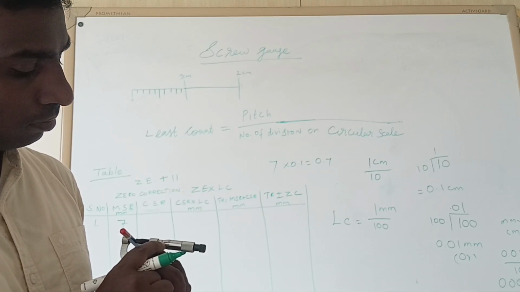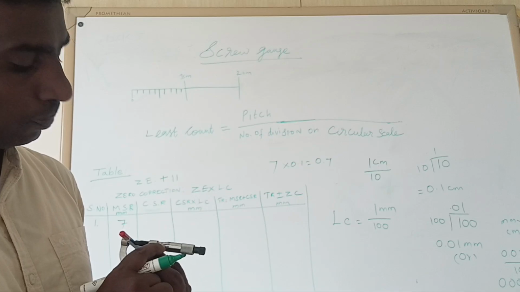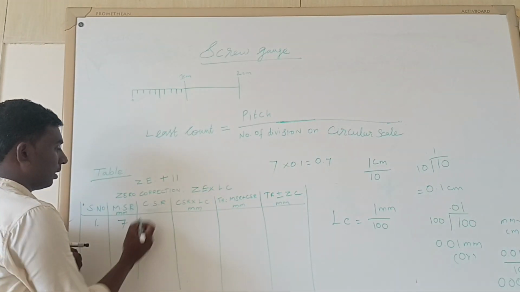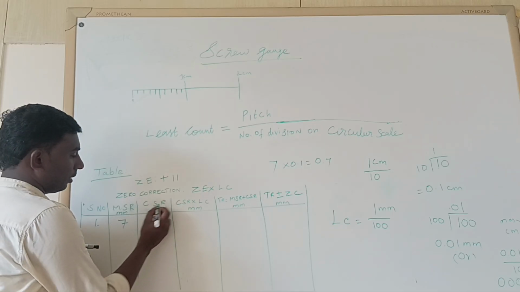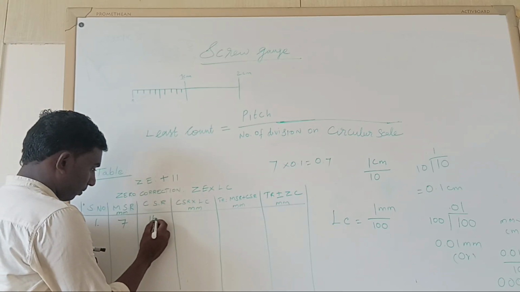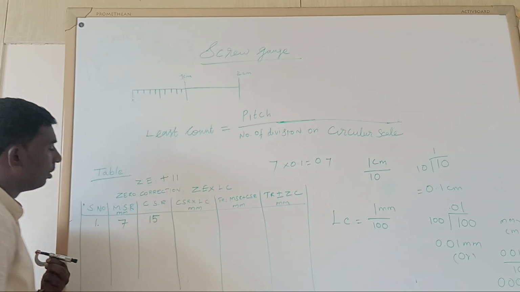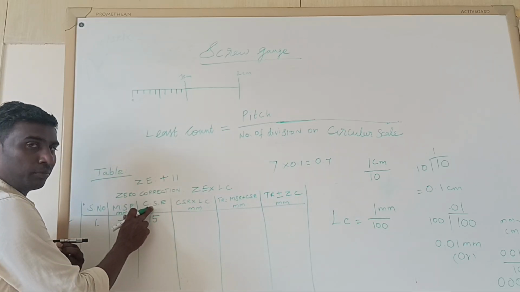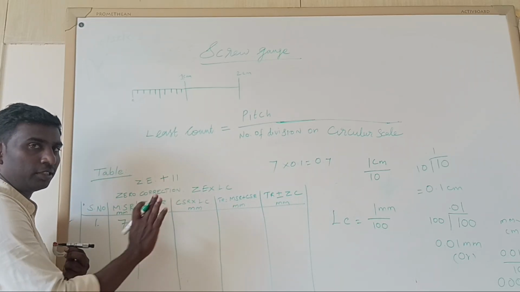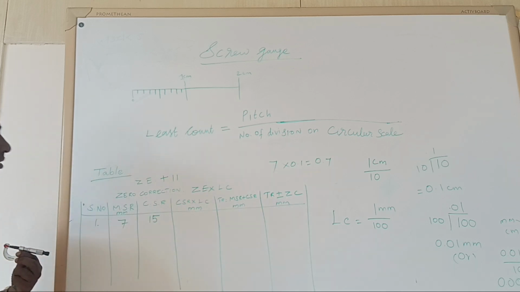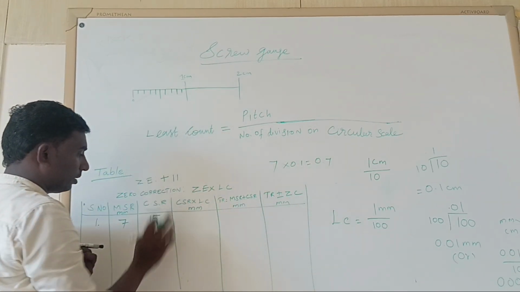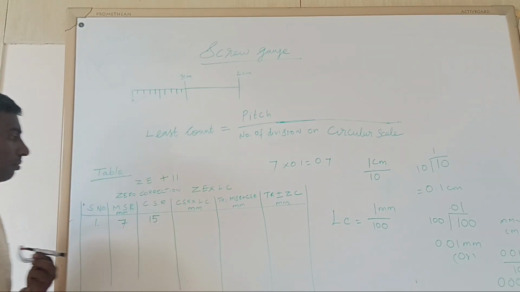In my reading, it shows 15. So CSR, circular scale reading, is 15. You see here I write the millimeter, but I didn't write millimeter here because 15 lines it is divided. Here 7 lines is there. In the same way here 15 lines is there.